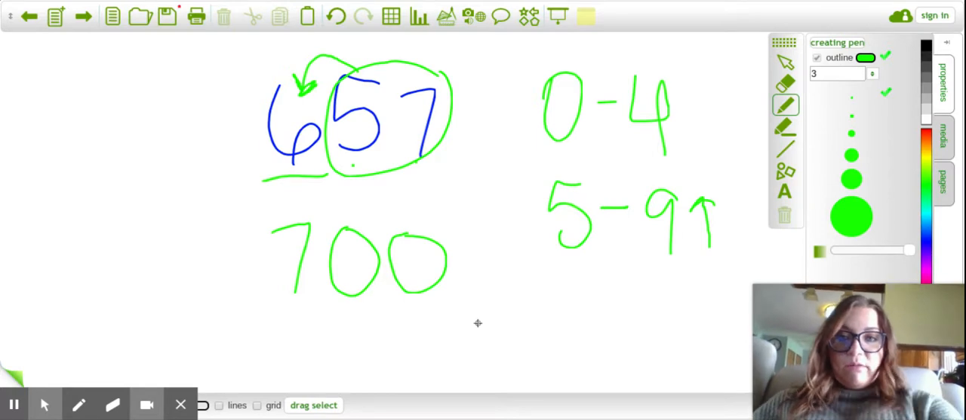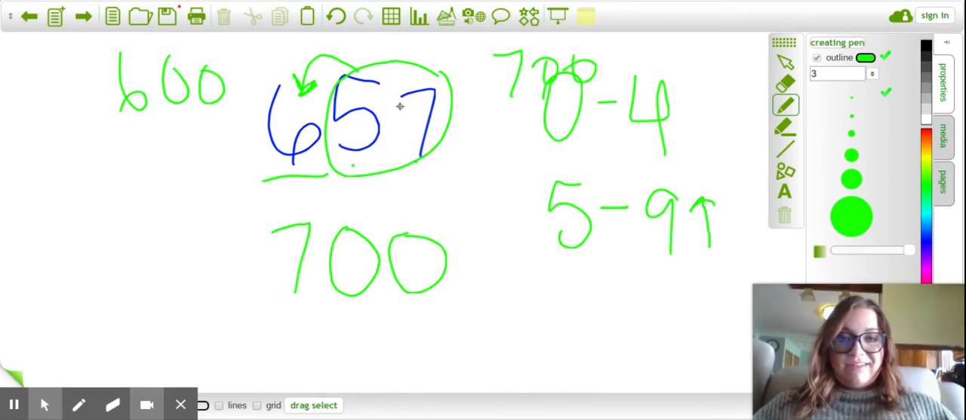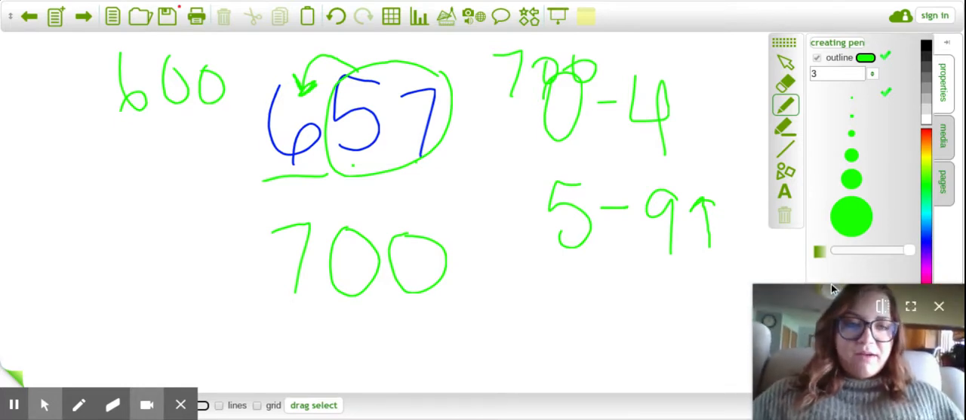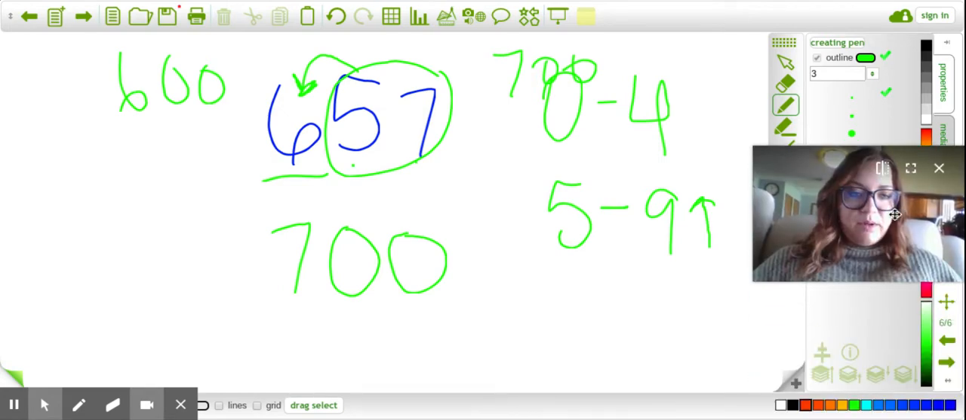So basically what we're doing is deciding what the nearest hundred is. Is 657 closer to 700 or 600? And because that neighbor to the right of it was a 5, it tells us to round up. So it's closer to 700. Okay, let's try another example.